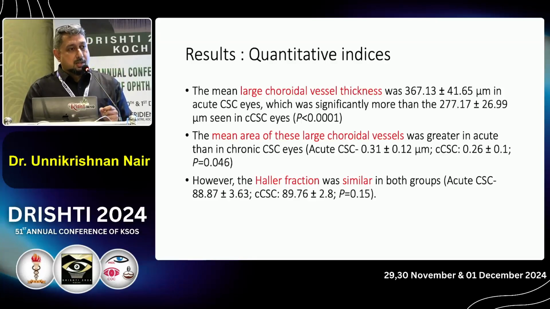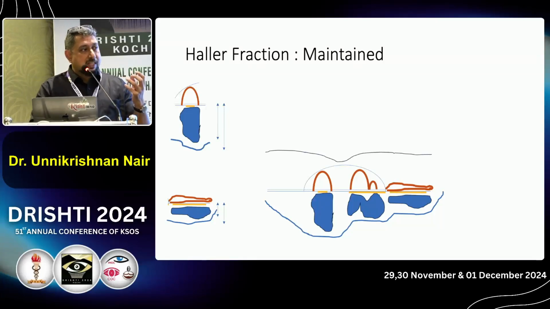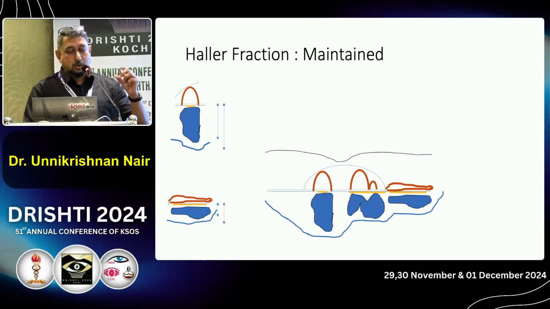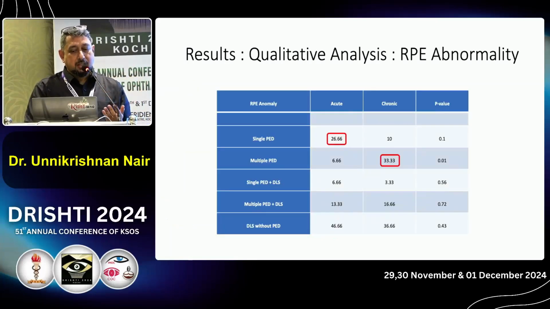But what is interesting is that the Haller fraction is similar. What does it mean? The Haller fraction is the area occupied by the large vessels versus the total choroidal area. The Haller fraction is maintained, which means that when the choroidal vessel becomes thinner, it's usually associated with the thinning of the choroidal stroma also. So the total choroidal thickness also comes down. That is a possible indication about the back pressure effect.